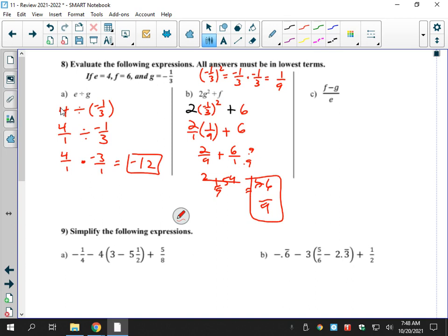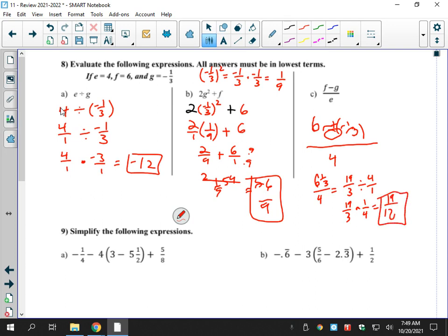Now, f minus g, that's going to be 6 minus, and then the g is negative 1/3, over e, which is 4. We've got a double sign there we can add. Okay, so 6 plus 1/3. So we can really just think of that as 6 1/3 divided by 4, or 19/3 divided by 4. Keep, change, flip, no cross canceling, and we get 19 over 12.